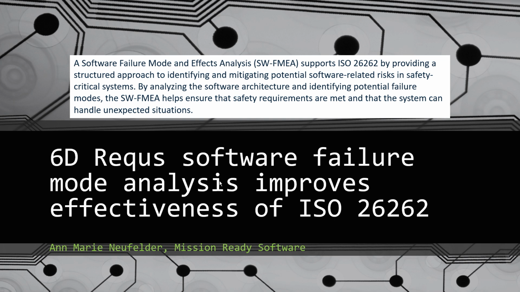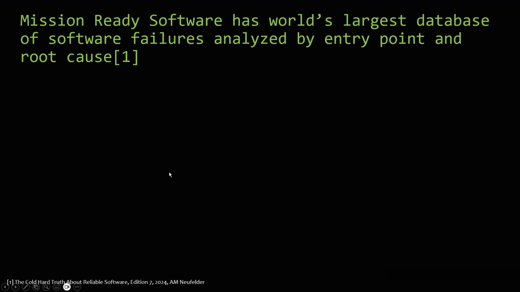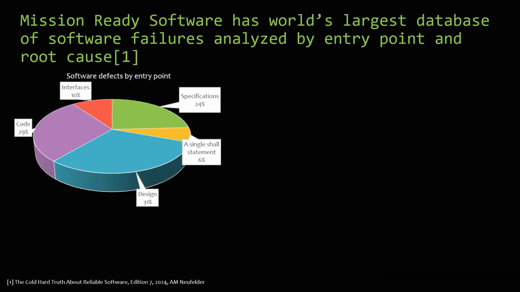Shortly, we're going to see how the 6D Requs Software Failure Mode Analysis supports this. Our company has the world's largest database of software failures analyzed by entry point and by root cause. You can see the profile to date of all those failures based on the entry point. You can see the biggest category is design at 31%.